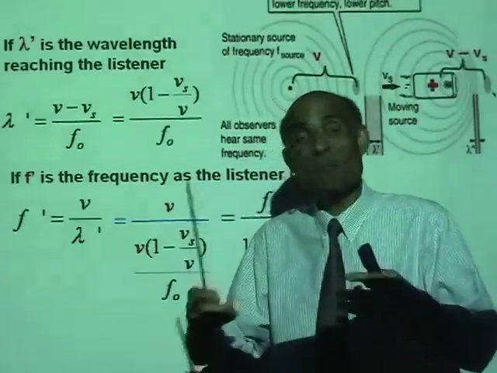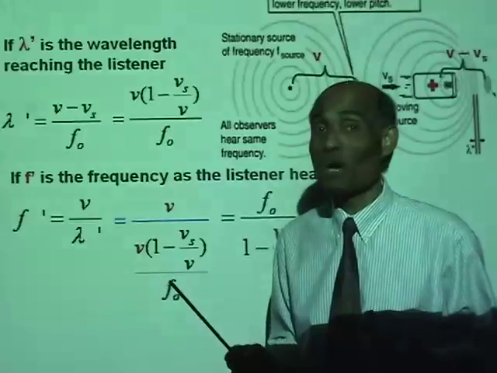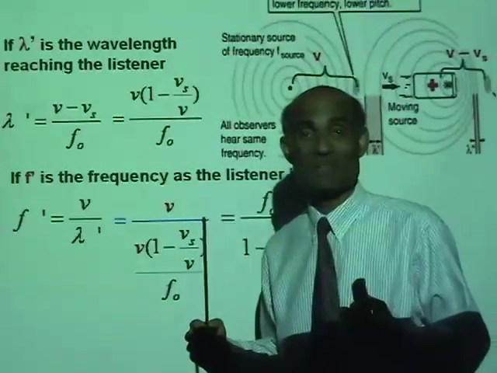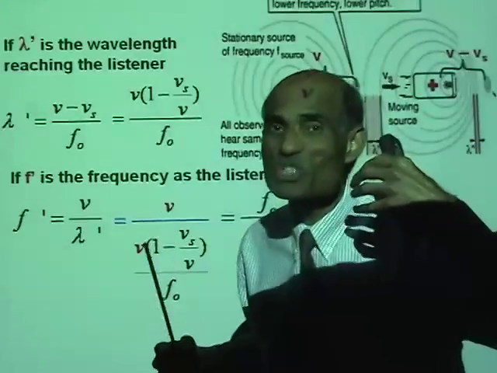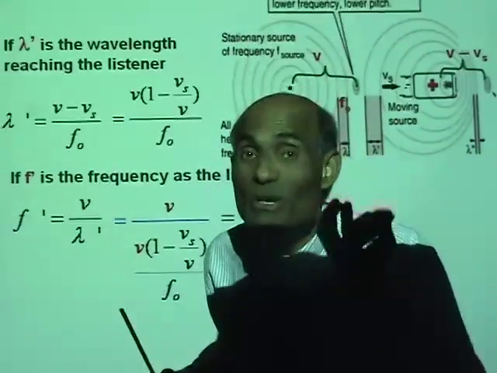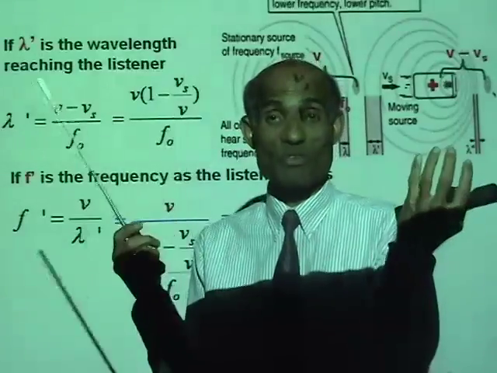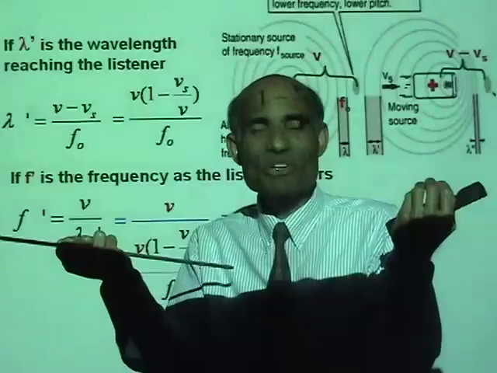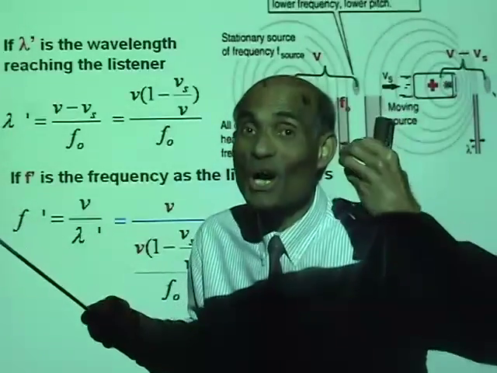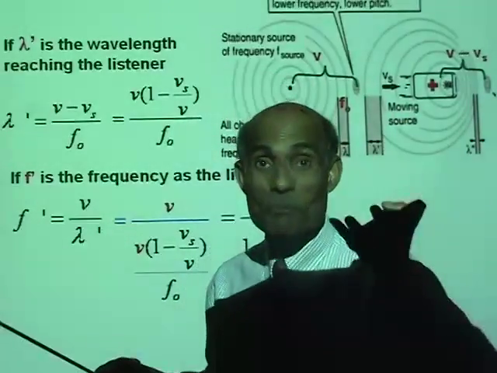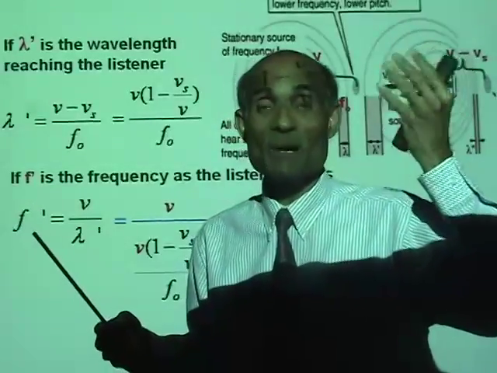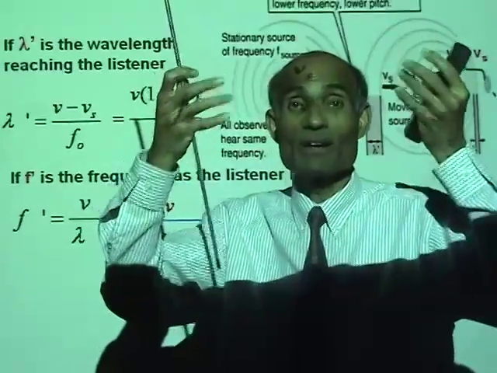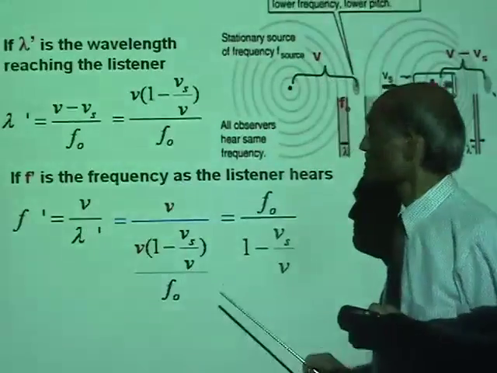Why do we call it the apparent frequency? Because this is not the actual frequency of the ambulance siren. It is the frequency as is experienced by the listener. You see the difference between actual frequency and the apparent frequency. The frequency as is heard by the listener, which we call the pitch of the sound he hears. The pitch of the sound he hears is higher than the actual pitch.